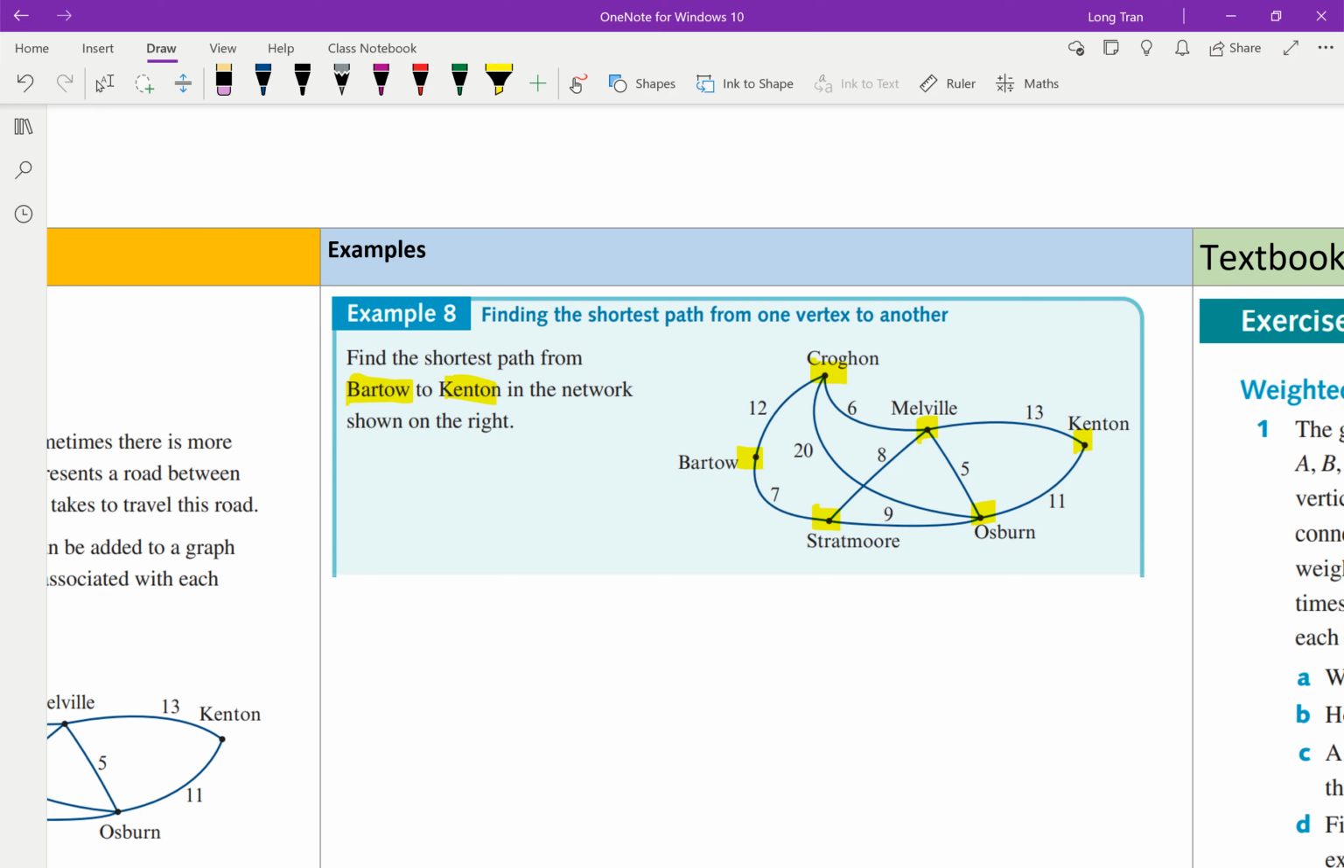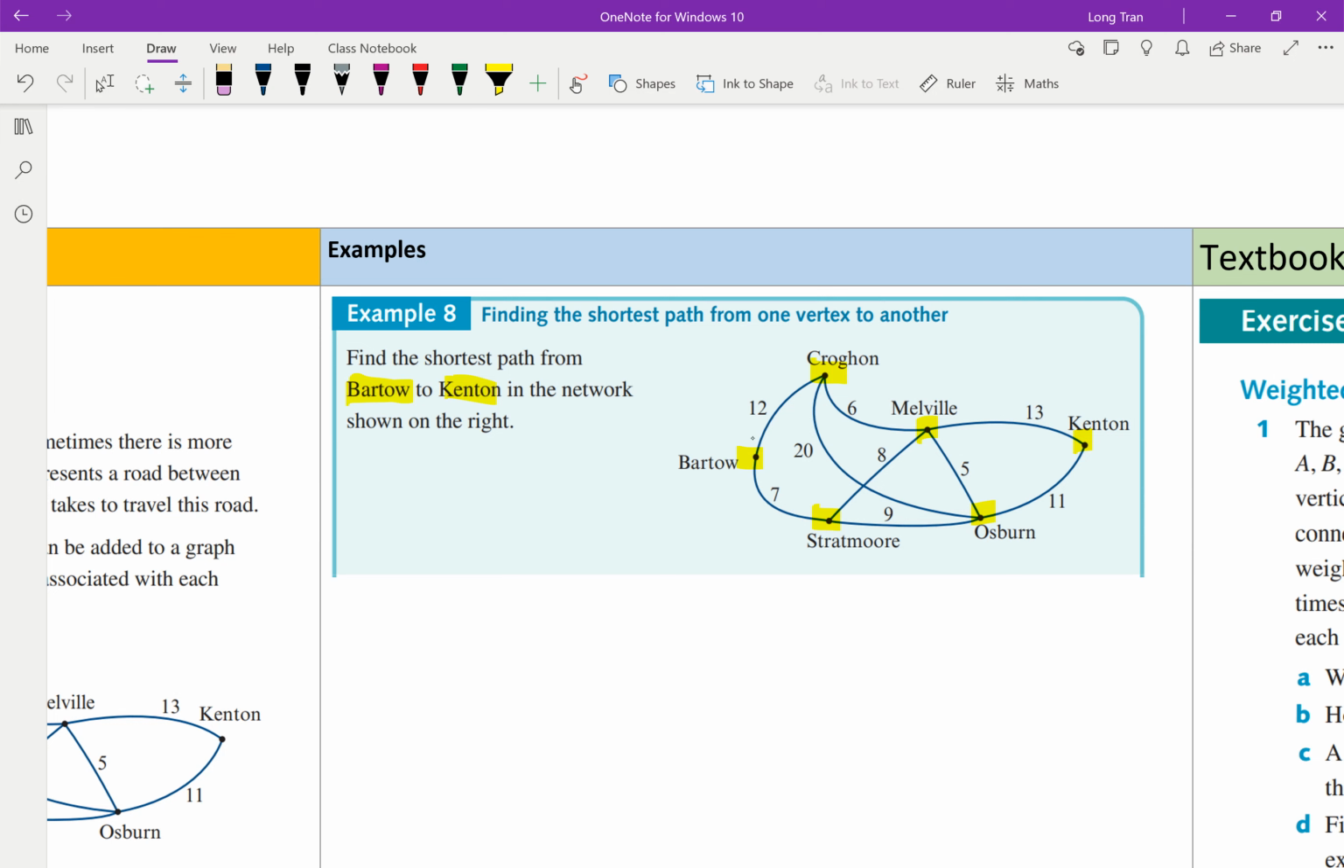Then the shortest path I'm trying to figure out from Bartow to Kenton, we're going to do in example 8 more of a trial and error method. And later there'll be an exercise or a skill called Dijkstra's algorithm, and that is somewhat more organized. It still feels somewhat trial and error, but it will feel more organized, and there are two types of methods there. So this one, we're simply just going to trial and error.